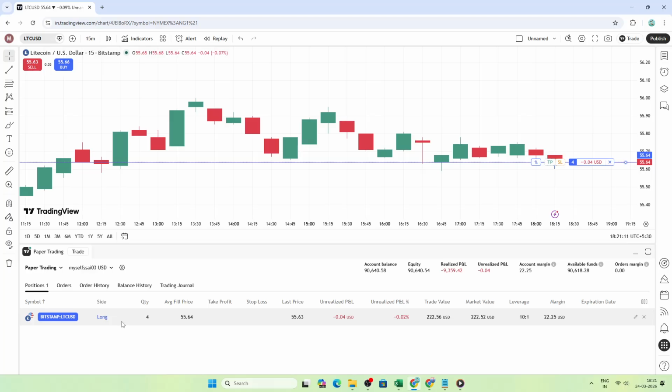Now, locate your active trade in that positions list. Take a moment to verify the symbol and quantity match the trade you intend to close. If you have multiple open positions, that quick check helps ensure you are exiting the correct one.